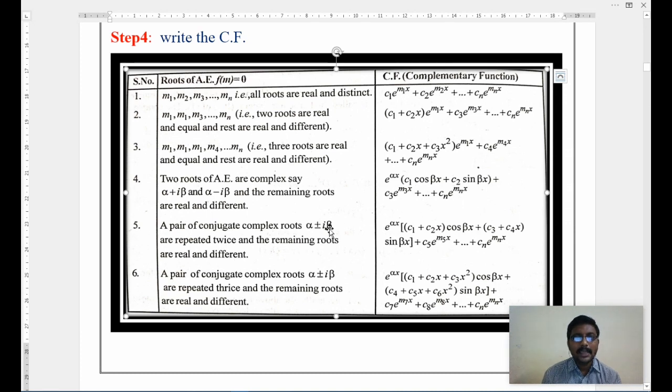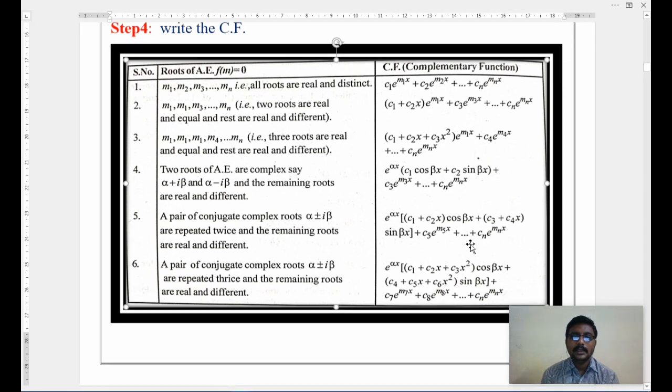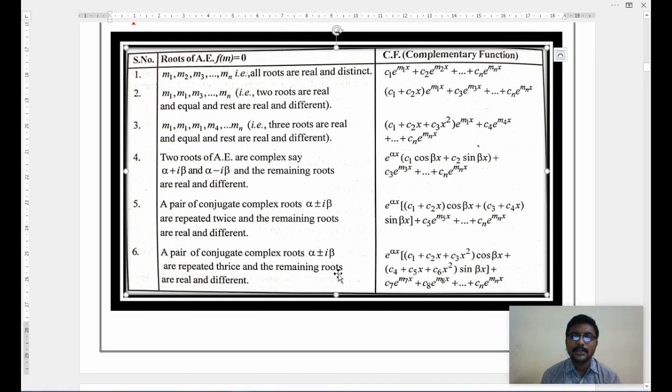Suppose the pair of conjugate complex roots is repeated twice, that is the roots are alpha plus or minus i beta, alpha plus or minus i beta, and the remaining roots are distinct real roots. Then we write the complementary function CF as e power alpha x into C1 plus C2x into cos beta x plus C3 plus C4x into sin beta x plus C5 e power m5x plus C6 e power m6x plus and so on. Suppose the pair of conjugate complex roots is repeated thrice, then we define it as follows. So it is a rare case.